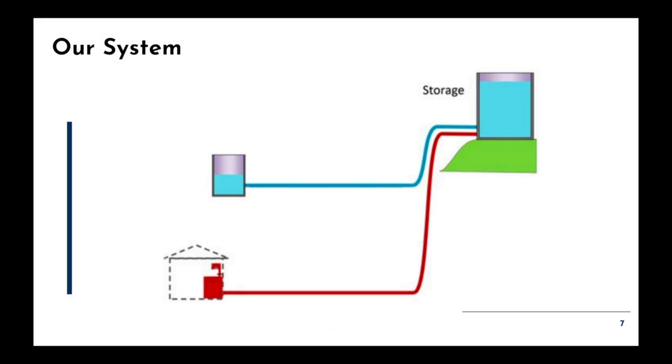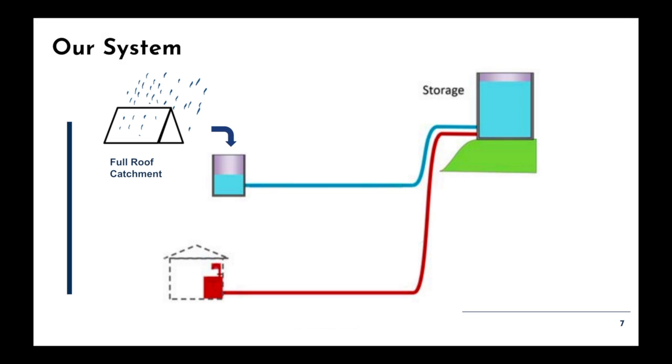Our system will consist of the following major components. Rainwater catchment. We plan on using both sides of the roof for catchment. This doubles our catchment area, making in total 100 square meters. This doubles the amount of water collected and only costs an extra $350. The catchment tank is located beside the house.